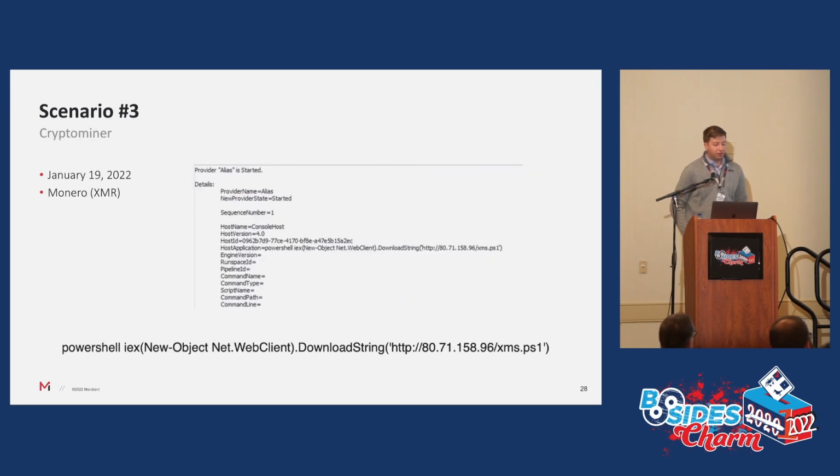All right, so for scenario number 3, this one in particular was a cryptocurrency miner, pretty clear as day. Basically, you have PowerShell Invoke-Expression pulling this PS1 file from this 80 IP here. It's a PowerShell file, so it's pretty easy to read with your eyes. You don't have to decode it or anything per se.